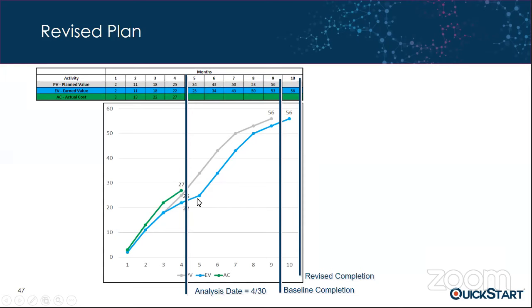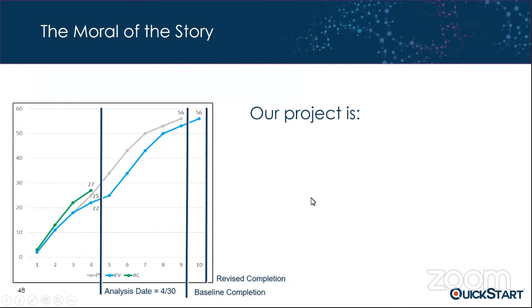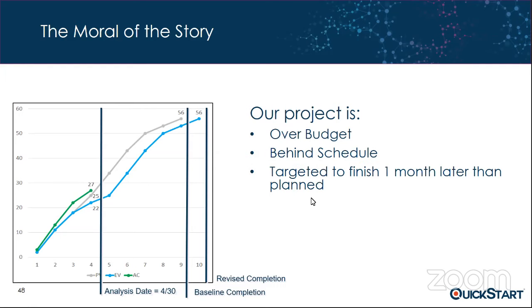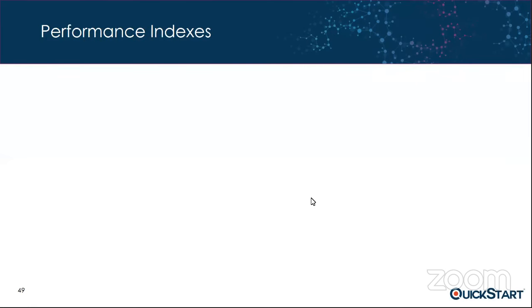It kind of pushed things out, and from here on out, we believe we can follow the same trajectory of the baseline or that original plan value, but we have to absorb that month delay. So by graphing that information, that's what that would look like. So the moral of the story thus far, I've mentioned already, our project is over budget and behind schedule, and our target to finish this project is 1 month later than planned. So that's kind of the moral of the story, but we can go farther.